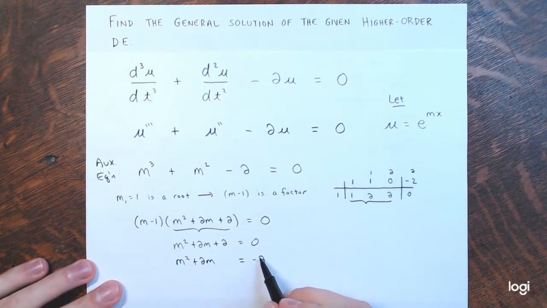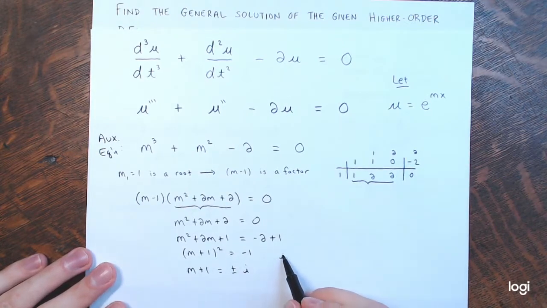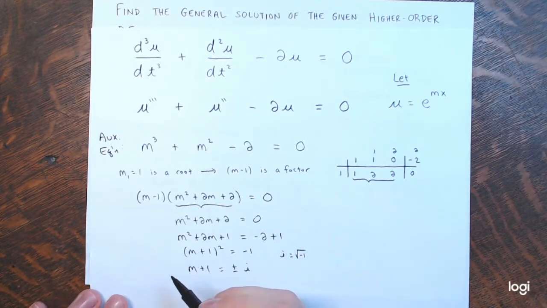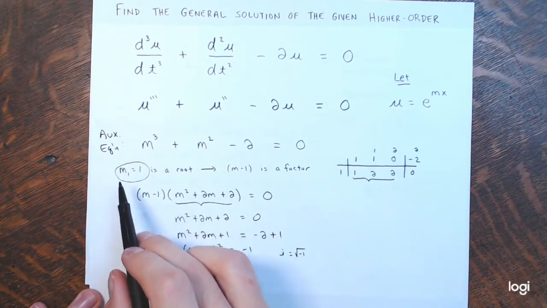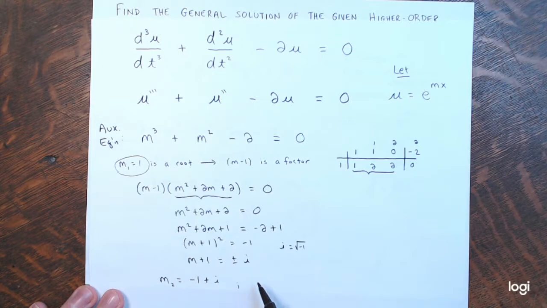So subtracting the constant and completing the square, this factors now to (m plus 1) squared equals -1. And m plus 1 is either positive or negative i. Remember, i is the square root of -1. So one root, m1, is 1, another root, m2, is -1 plus i, and a third root, m3, is -1 minus i.